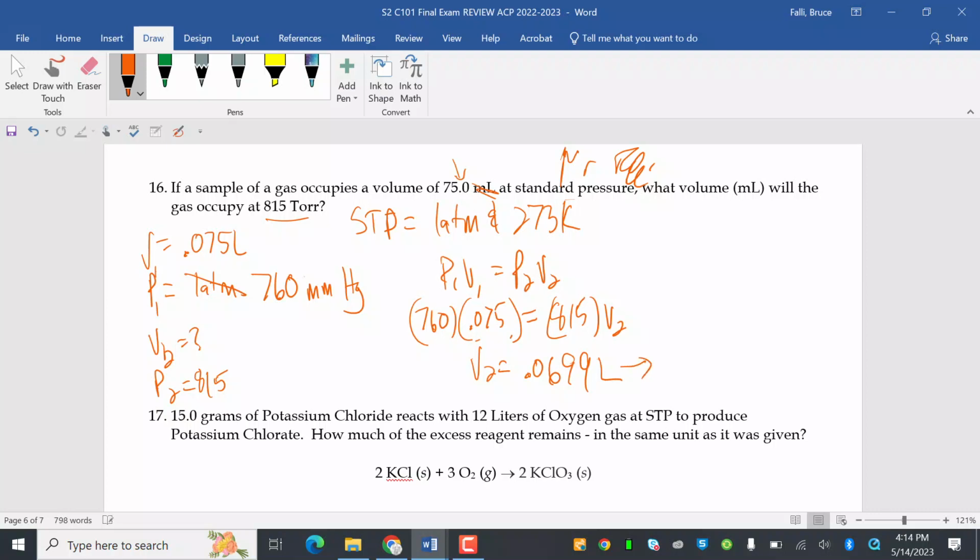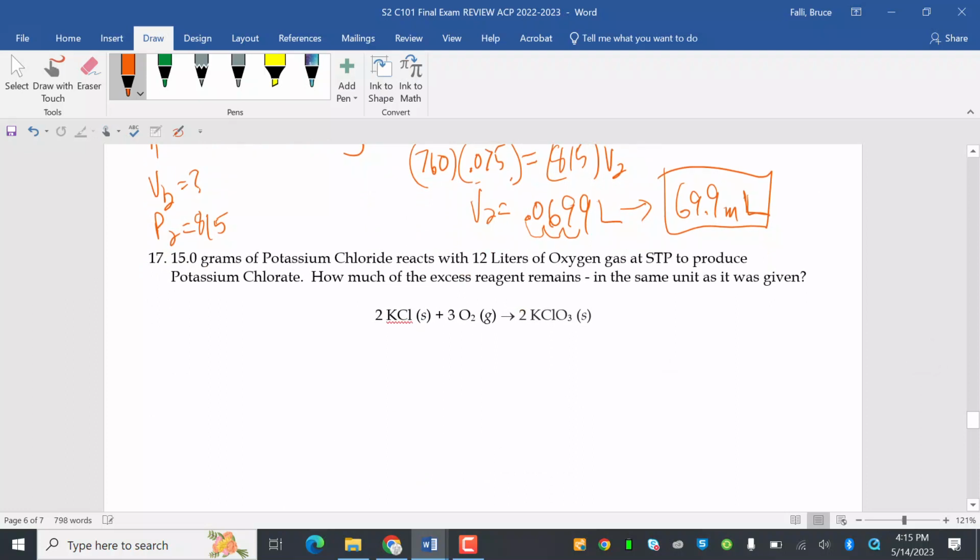So now I got to milliliter this. So I move it 3 spots. 1, 2, 3. 69.9 milliliters. Remember, whenever you get an answer on your calculator, you want to check to make sure you answered the question. There you go.